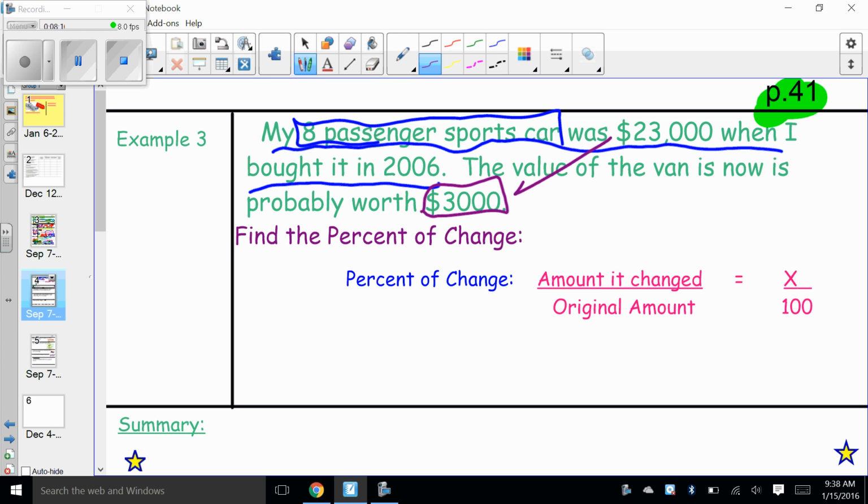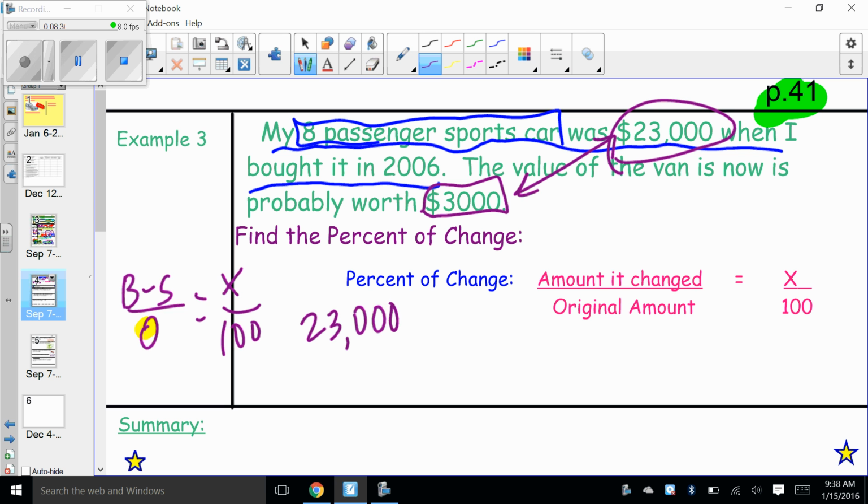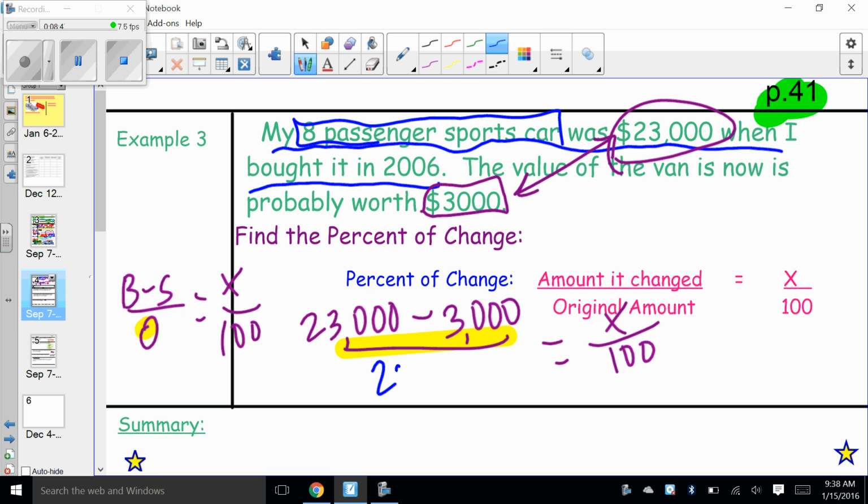So clearly we have a change that happened. Anytime we have a change that happened, we use the formula we're talking about today. So we have big minus small over old is what percent? The big number up here is 23,000, minus the small number, 3,000. We need to figure out the original price of the car, the oldest price, which happened first. Did the 23,000 happen first, or the 3,000? Well, the 23,000 is the oldest price because that was the price of the car when I bought it.